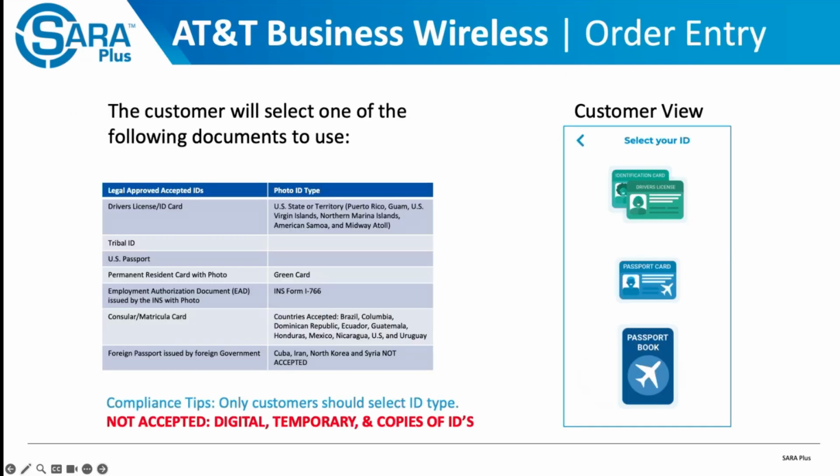The customer will select one of the following documents to use. Now, in the customer's view, they will select either ID card or driver license, passport card, or passport book. Now, only customers should select the ID type. IDs that are not accepted are digital, temporary, and copies of IDs. It must be the original.